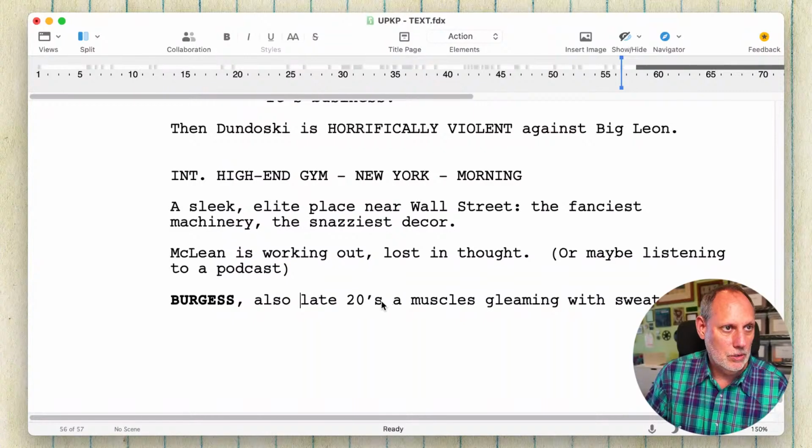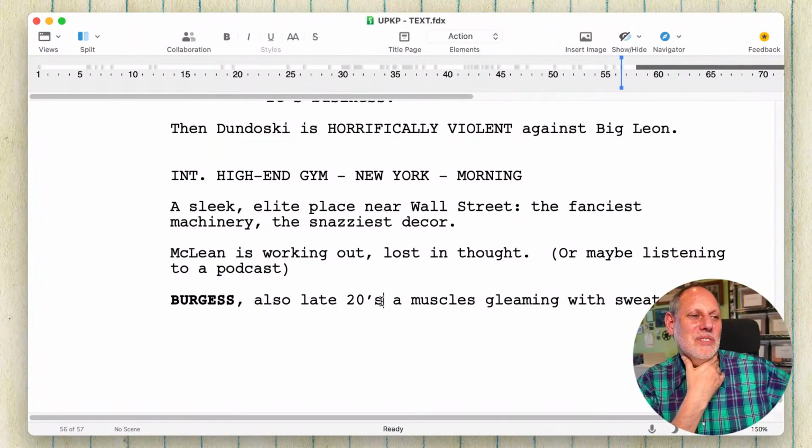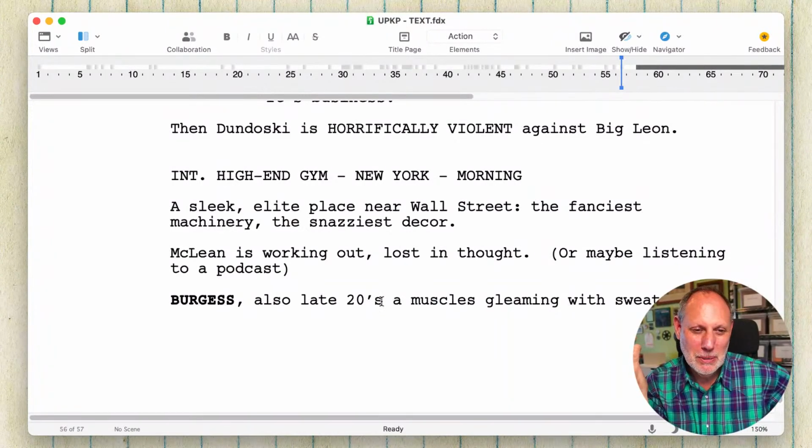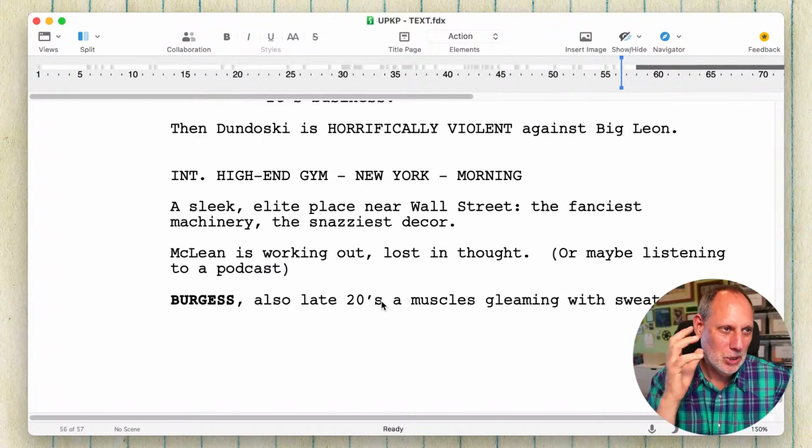Also late 20s. I think McLean is. This is funny. I did Burgess, and I couldn't figure out why, because part of me was thinking Burgess Meredith, which is just not the person I had in mind.